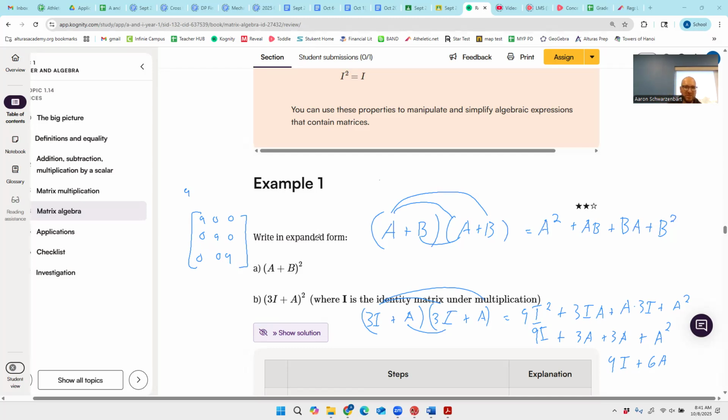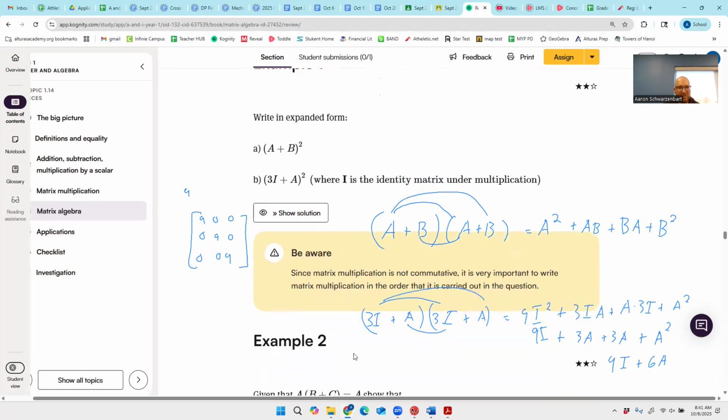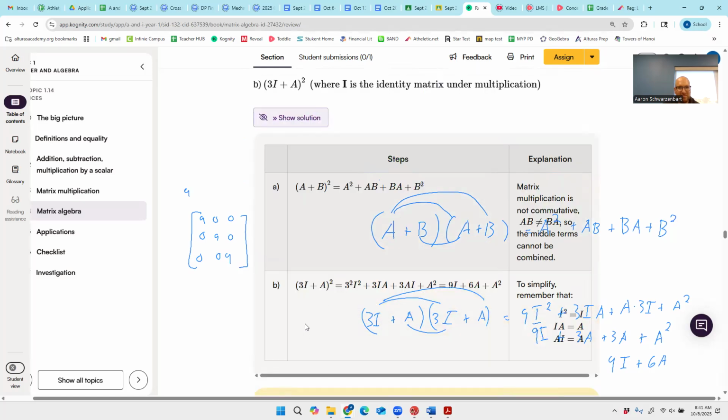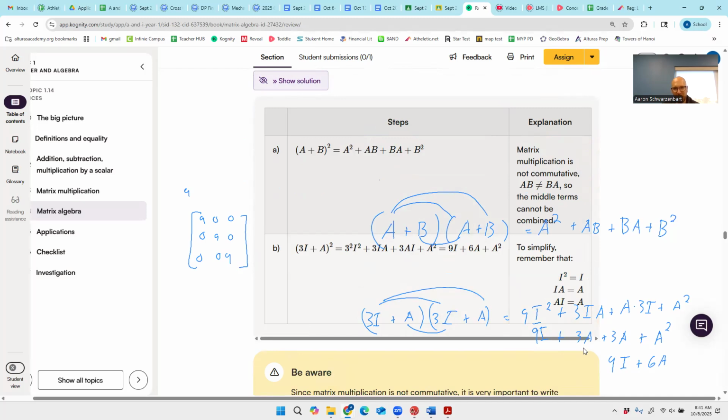So let me show it with a 2 by 2. It's making sense. And then because they're both 3A's, I can make them 6A.